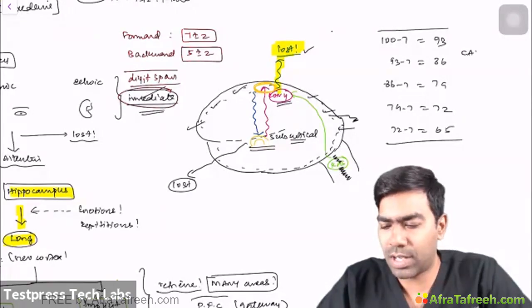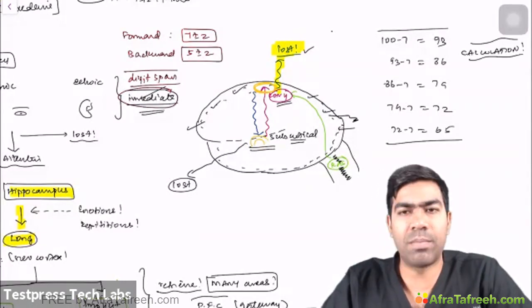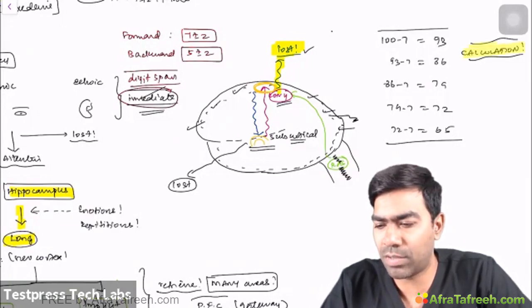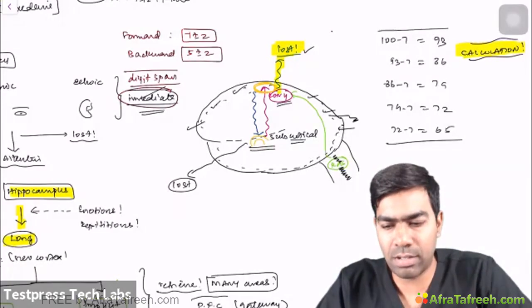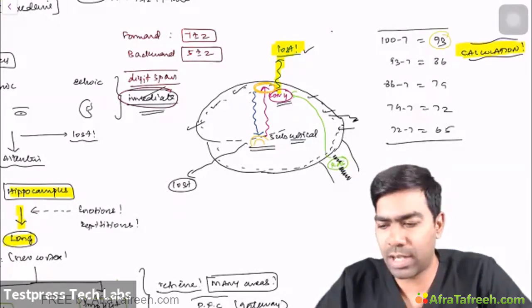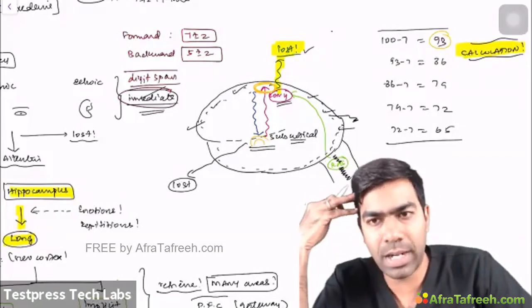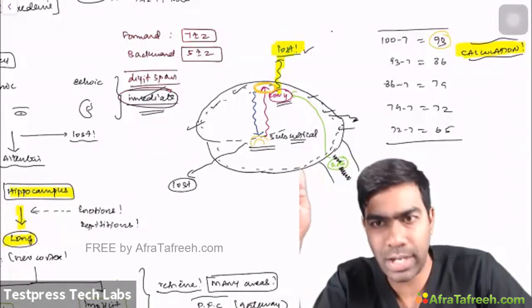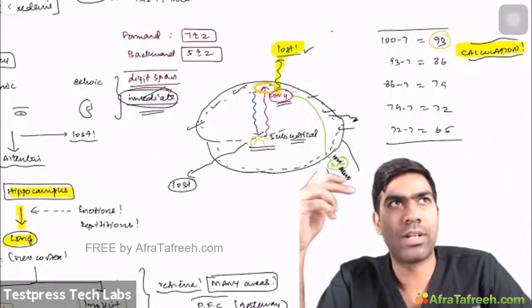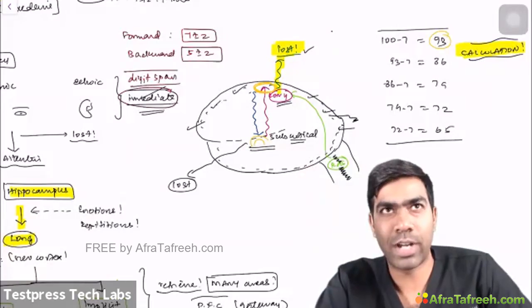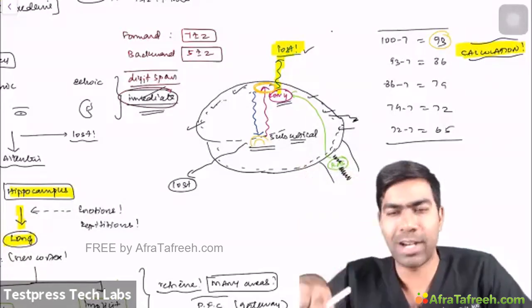First of all, here we are testing the ability to calculate. Calculation is done by a completely different area: the parietal lobe, angular gyrus, dominant side. So that is where the calculation happens. So you think when I'm writing 100 minus 7 equal to 93, I remember that and tell? Do you really feel that my brain knows that 100 minus 7 is equal to 93?